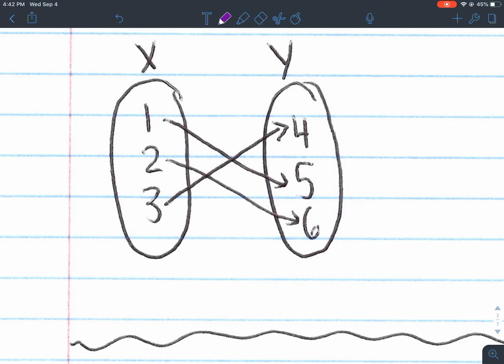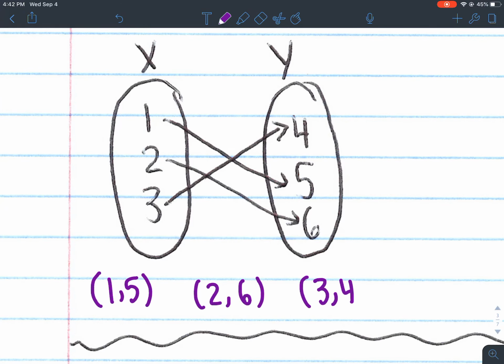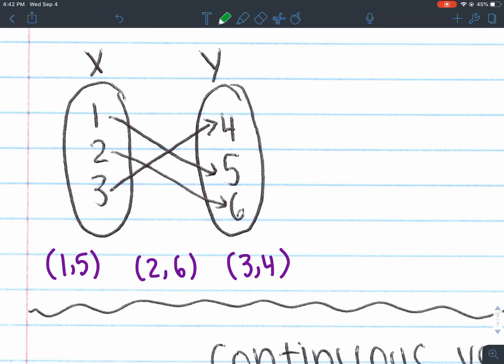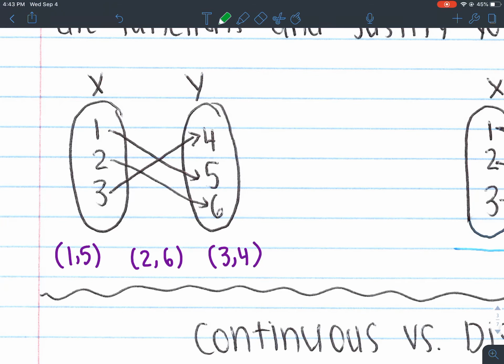So the first mapping diagram over here, well, what does this mean? Well, where is 1 pointing to? 1 is pointing to 5. So if you're wanting to know what this means, it's saying 1 is going to 5, so I have an ordered pair 1, 5. 2 is going to 6, and 3 is going to 4. So I have 3 different ordered pairs here. And basically, we're still looking for repeating x values. So we don't want our x values going somewhere else. So does my 1, 2, or 3 go to multiple different y values? No. So this is a function. So yes, no repeating x values.